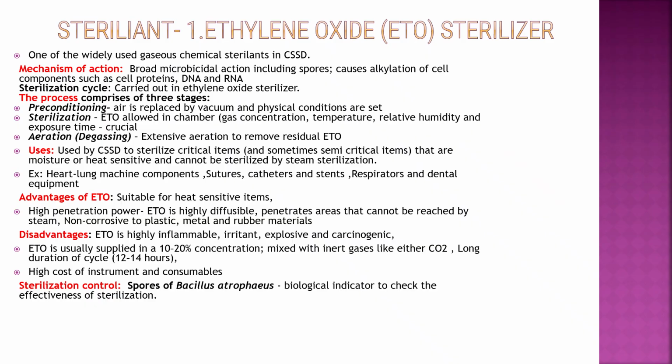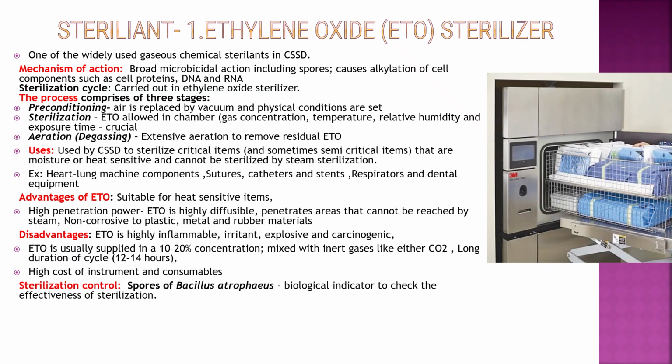Ethylene oxide, or ETO, sterilizer is most commonly used in the CSSD. The mechanism is microbicidal, causing disruption of all the cell components, that is cell proteins, DNA and RNA. The sterilization cycle is carried out in 3 stages: first preconditioning, then sterilization, and then aeration. In preconditioning, air is replaced by vacuum. In sterilization, ETO is allowed into the chamber, so gas concentration, temperature, humidity and exposure time should be noted. Then aeration, that is degassing, extensive aeration to remove residual ETO, because ETO is toxic and carcinogenic.